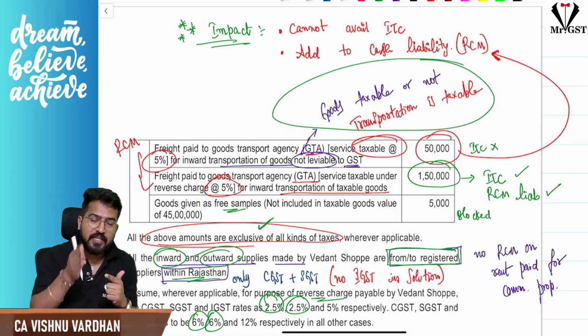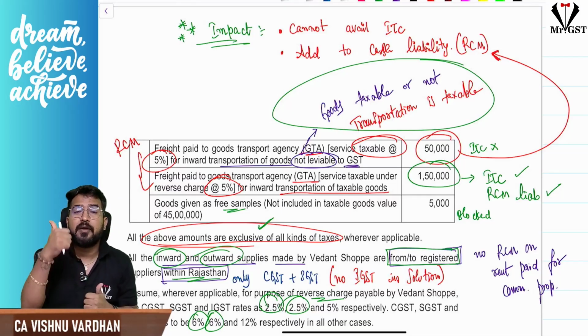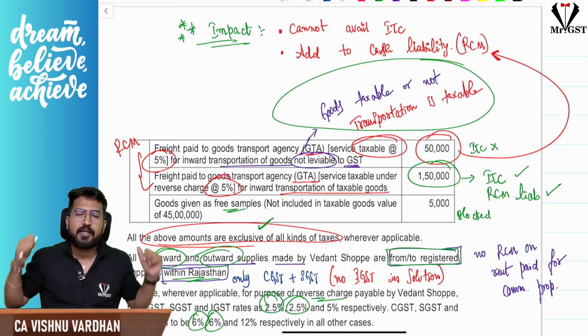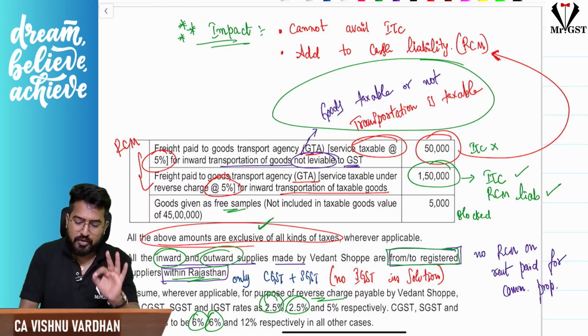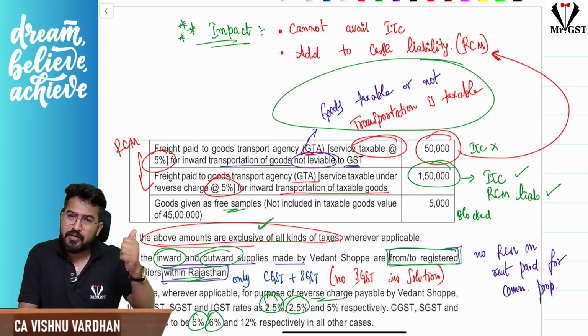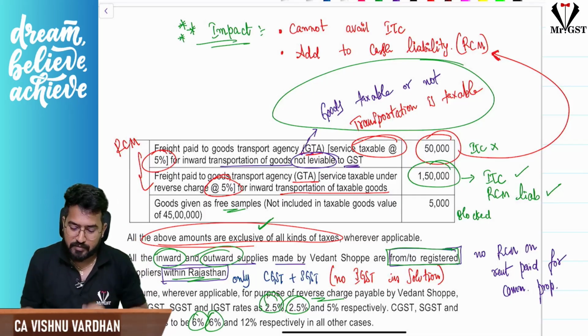But sir, if you are transporting exempt goods, GTA services, RCM liability will come into picture, but on that amount you cannot take ITC. That please keep in mind. Okay, so two things are there here. Both the cases: one case RCM you pay, no ITC. The other case RCM you pay, but you take ITC. That is what I have written here.